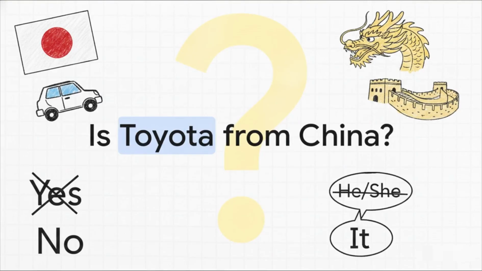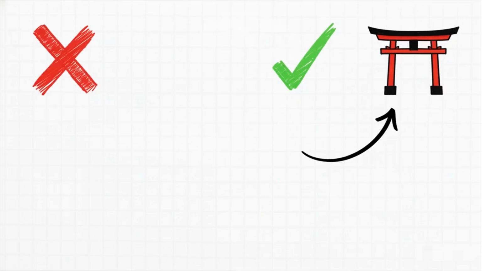Let's try another one from the exercises. This time, it's a yes-no format about a non-human entity. Is Toyota from China? Well, Toyota is a company. It's a singular thing, so we can't use he or she, we have to use it. And factually, Toyota is not from China. So we're going to need a negative short answer, followed up by a factual correction. How does that sound? Exactly. No, it isn't. It's from Japan.